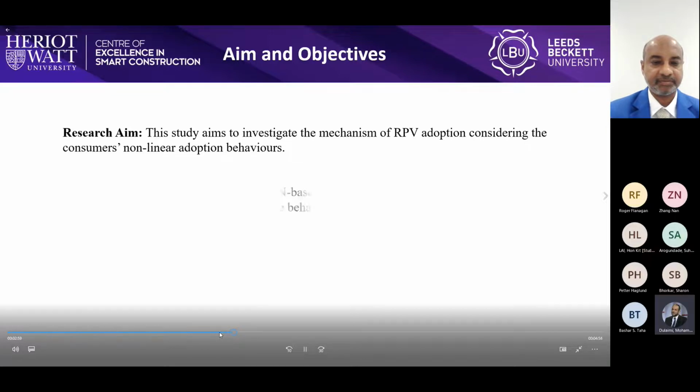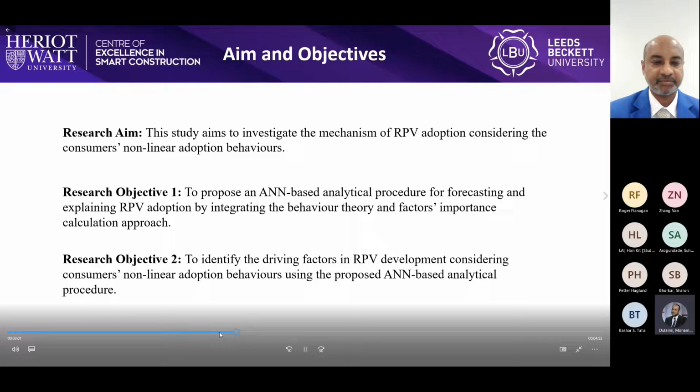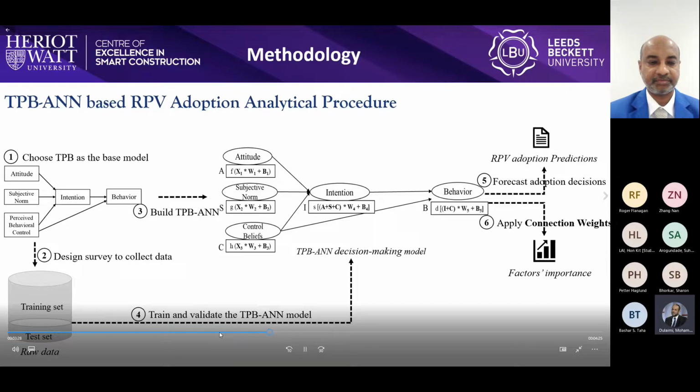In summary, this research aims to investigate the mechanism of RPV adoption considering the consumer's nonlinear adoption behaviors. To achieve this goal, two research objectives are raised. Firstly, to propose an AN-based analytic procedure for forecasting and explaining RPV adoption by integrating the behavior theories and the factors' importance calculation approach. Secondly, to identify the driving factors in RPV adoption, considering consumers' nonlinear adoption behaviors using the proposed AN-based analytic procedure.